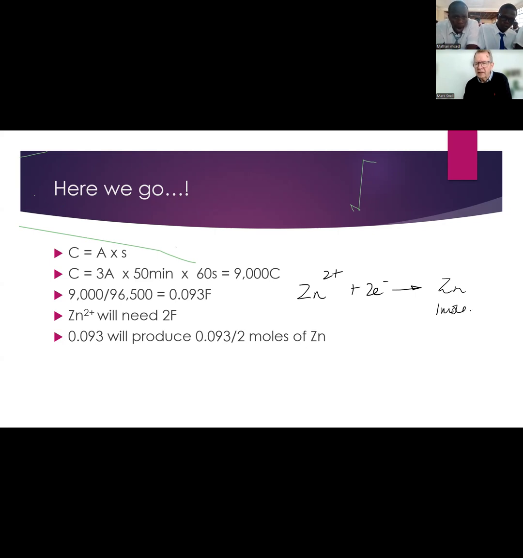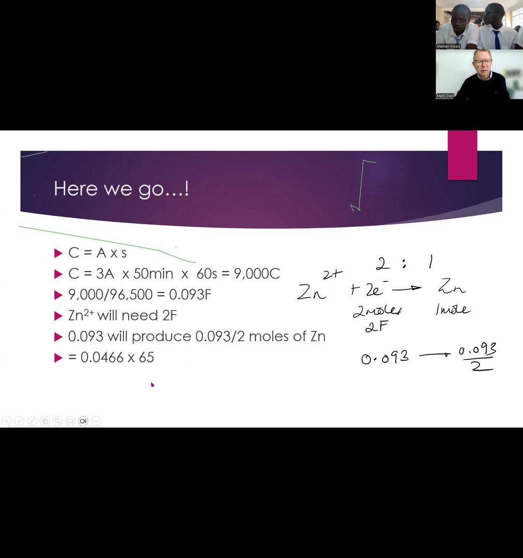So 1 mole of this would need 2 moles of this. That's 2 Faradays. So if I have 0.093, then because it is 2 to 1, I will get 0.093 divided by 2. Okay, that's 0.0466. 1 mole is 65, so I get 3.03, which is what Gregory at Mathari Mixed got.